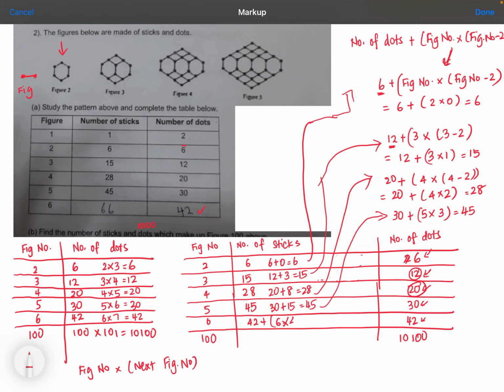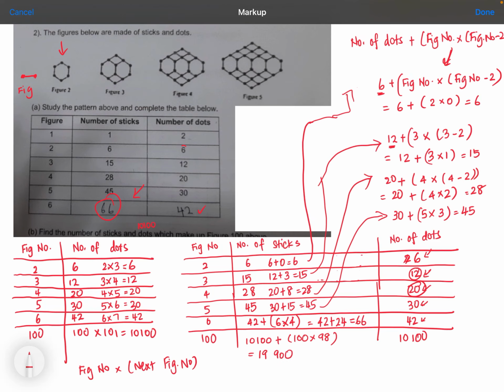So this will be times. So I would have 42 plus 24. It will give me 66, and then I'll get the answer here. But how do I get the 100? So I would have the number of dots plus the figure number times figure number minus 2, 98. So I take out my calculator and then I calculate 100 times 98 plus 10,100.